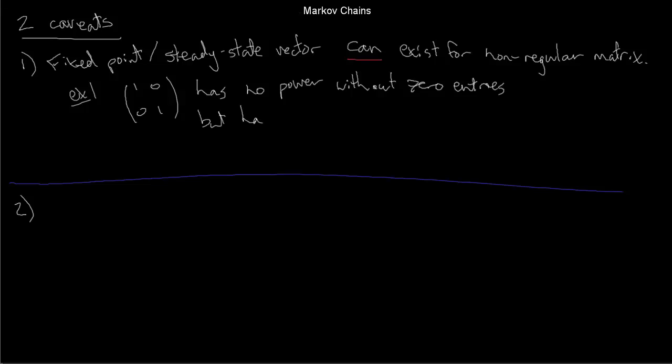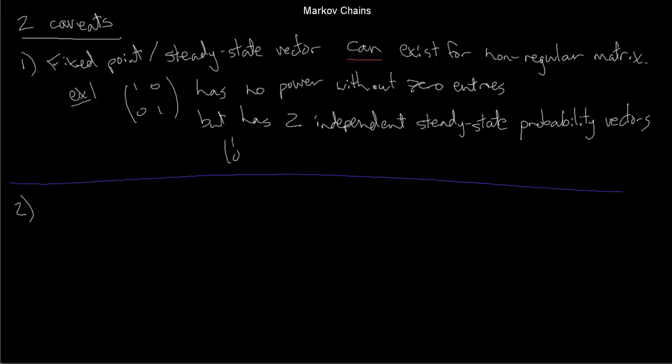Nevertheless, it has a couple of independent steady-state probability vectors. I hope you can think of some. In fact, every vector is fixed by this. So regular implies existence of steady-state probability vectors, but not the other way around. Second caveat.